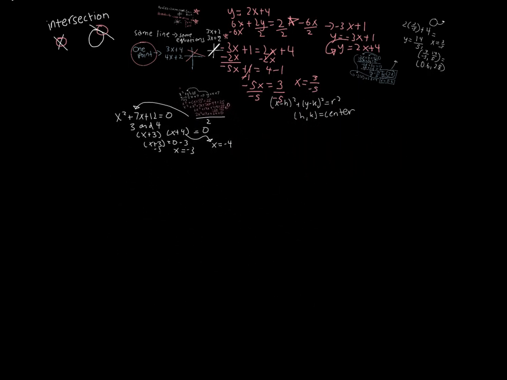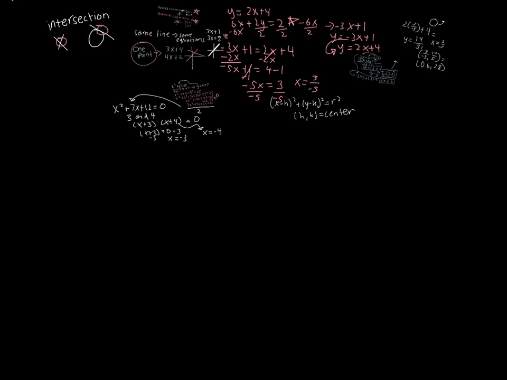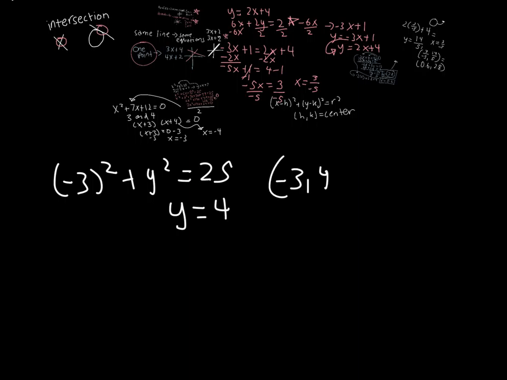So now you can put negative 3 and negative 4 back into your circle equation. So instead, you will put negative 3 squared in place of x, plus y squared equals 25. And if you solve that, then you will get y is equal to 4. So one of your points is (negative 3, 4).